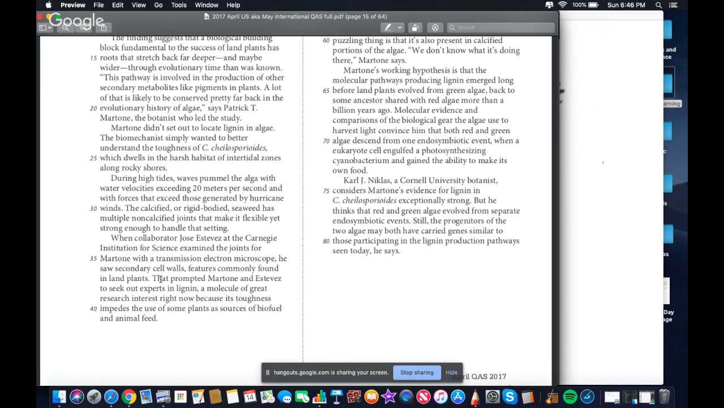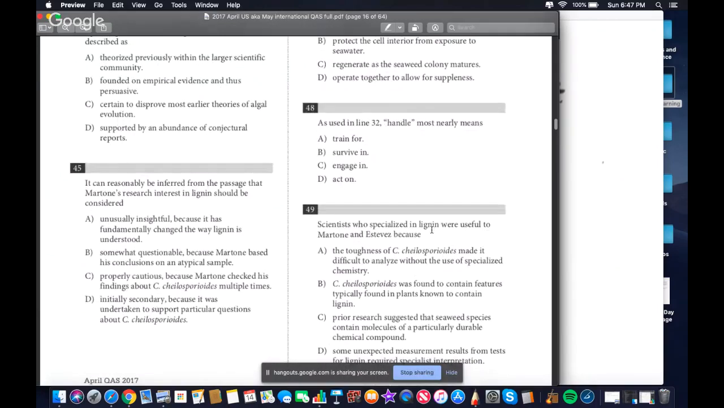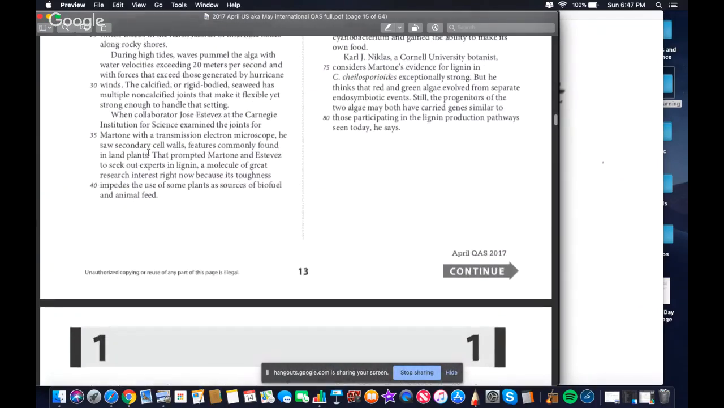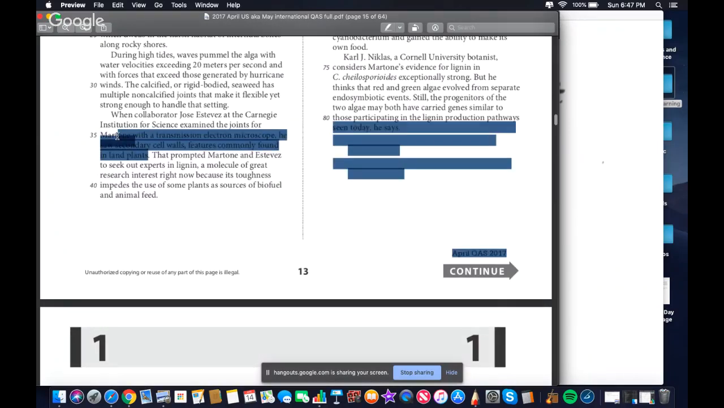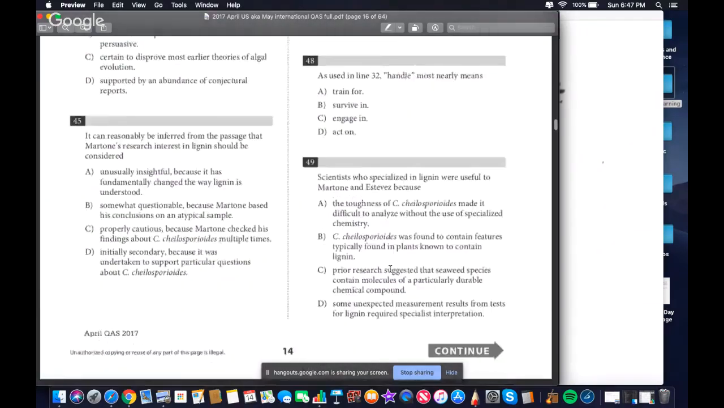Okay, what prompted them to seek out experts in lignin? Literally the question was, why were the lignin experts useful to them? Well, if this is going to be right, it's because of something about secondary cell walls commonly found in land plants.